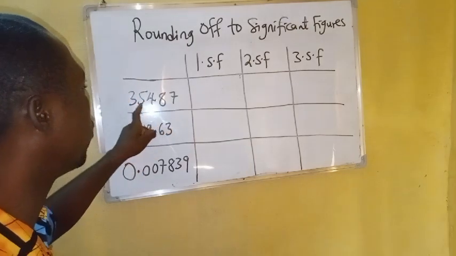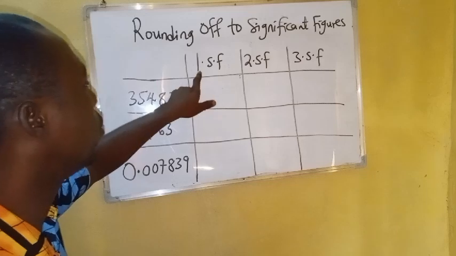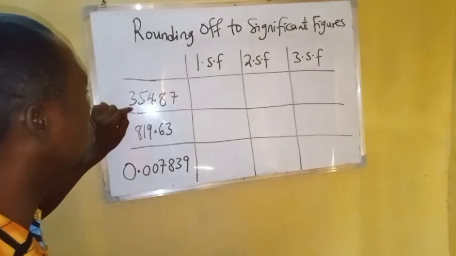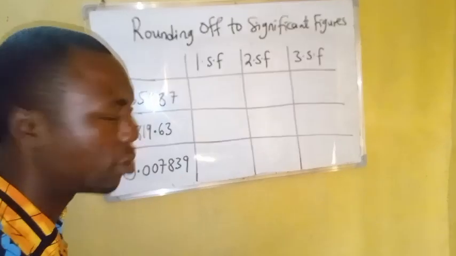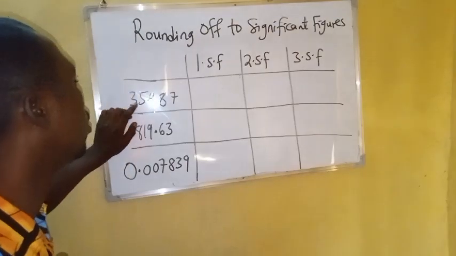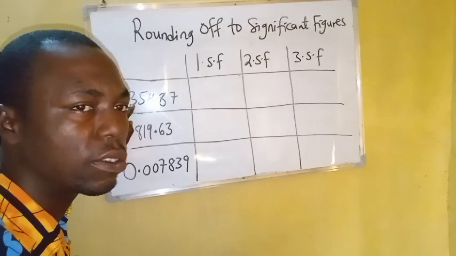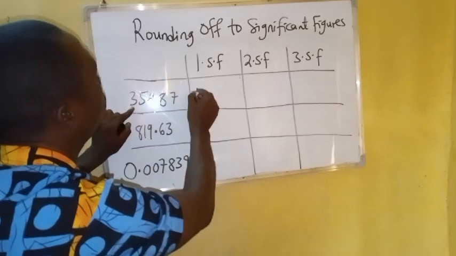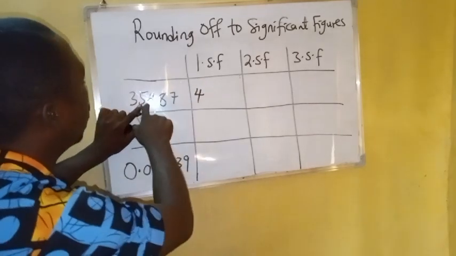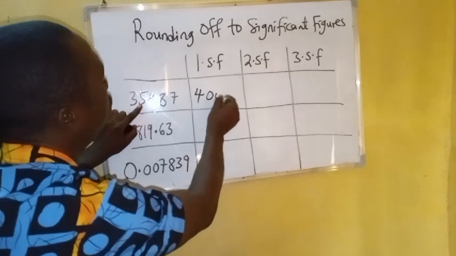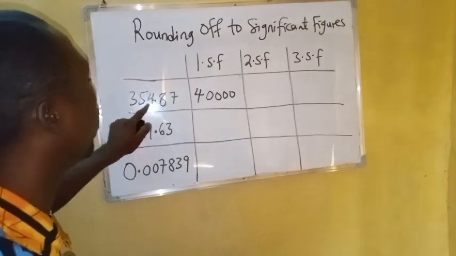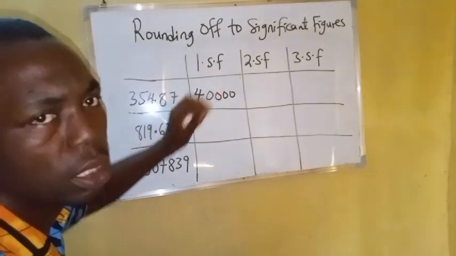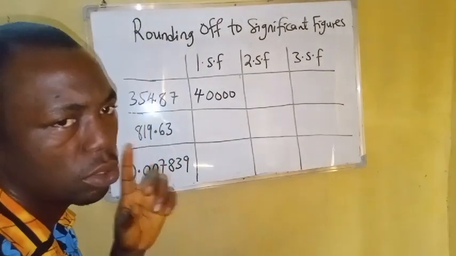For instance, 35487. If we are to round it to one significant figure, you just count 1. That's the first digit, which is 3. Then after that 3, the next digit is 5. So that means this 3 will become 4. And then 5487 will now be 0000. So every other value will become 0, because we have one significant figure. So we have to have just a digit.